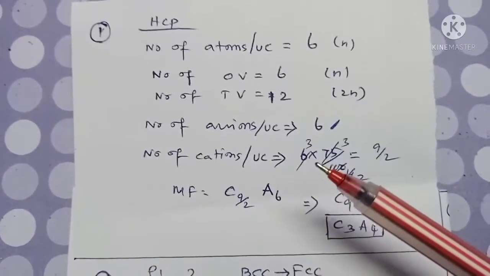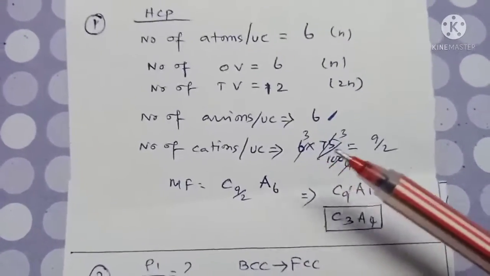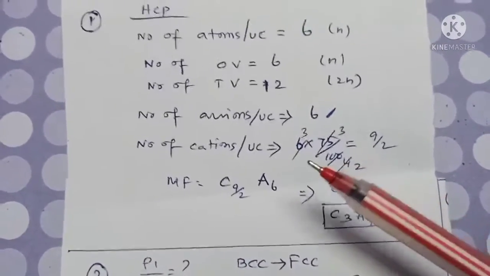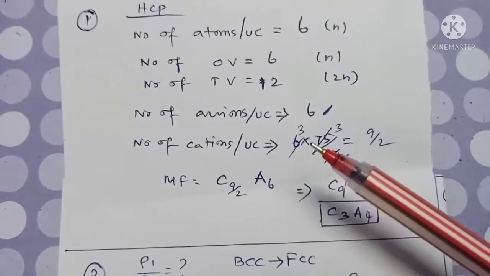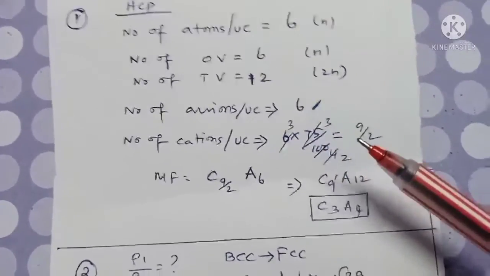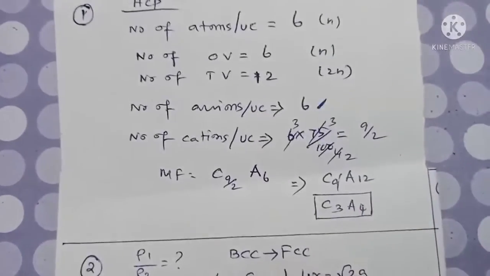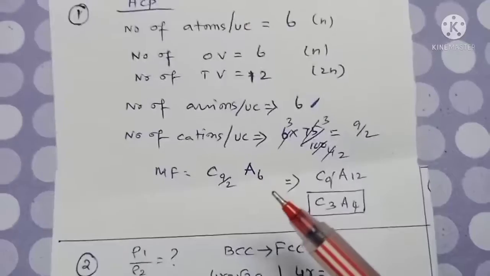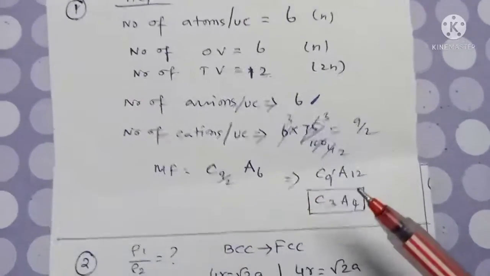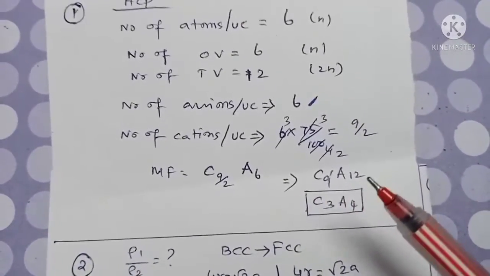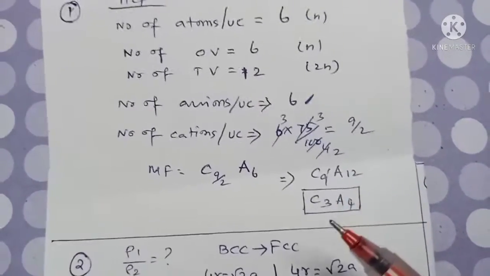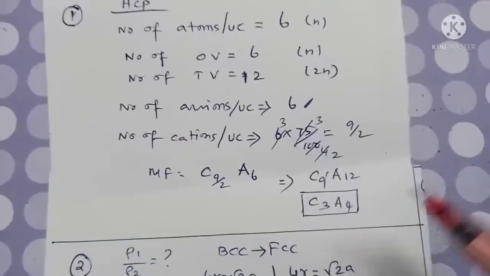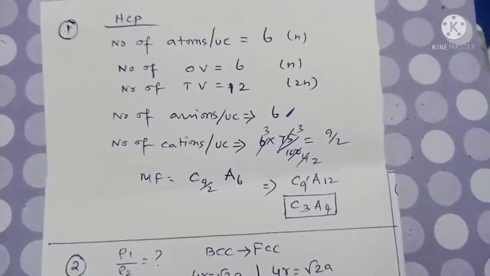So the cation number is supposed to be 6, but actually only 75% of the octahedral voids are occupied by cations, so the number of cations is 6 into 75 divided by 100. So I am getting 9 by 2. Therefore, in the molecular formula, the cation number is 9 by 2 and the anion number is 6. Just by cross multiplication, I get C9A12. I divide both numbers by the common number 3, so I get C3A4. So that is the molecular formula of the ionic compound.